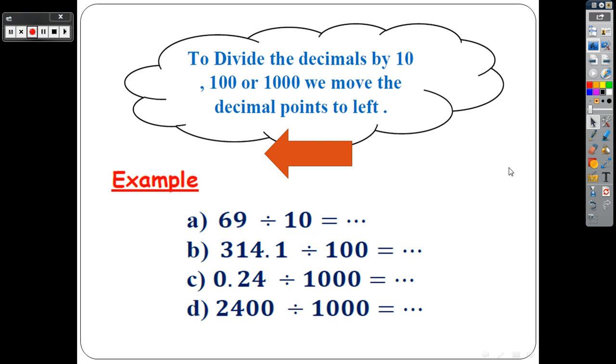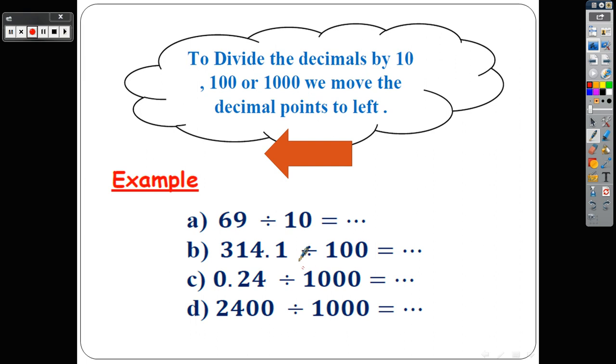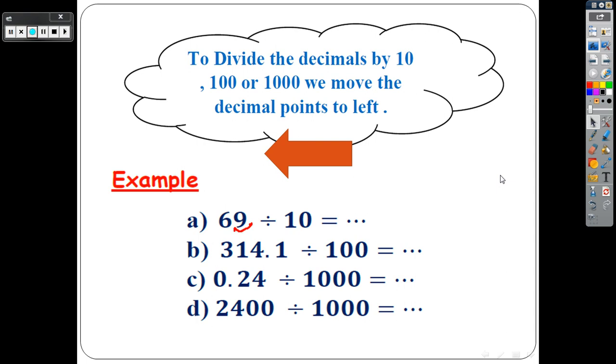69 divided by 10. If there is no decimal point, you put the decimal point in the ones place, and dividing by 10, move the decimal point to the left one decimal place here. So the answer will be 6.9.